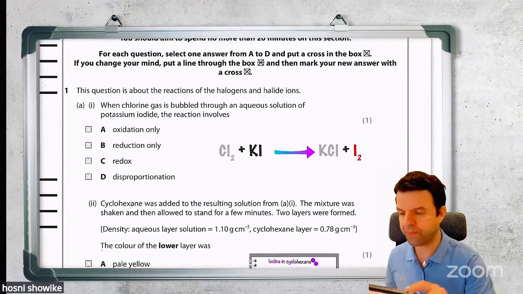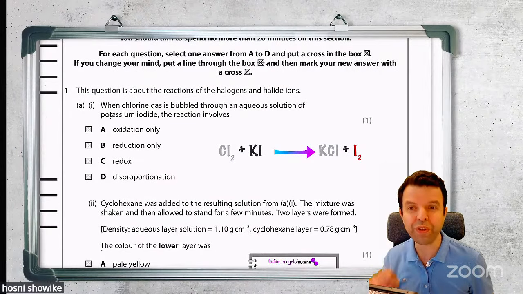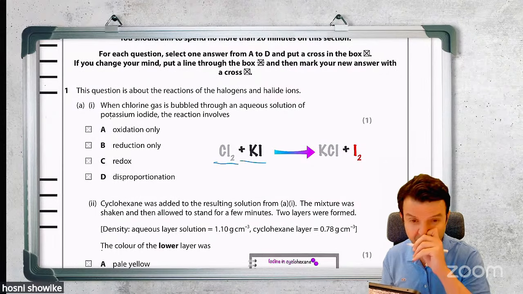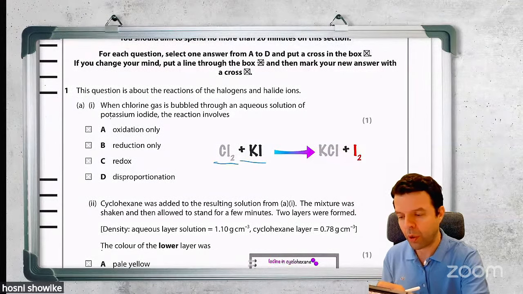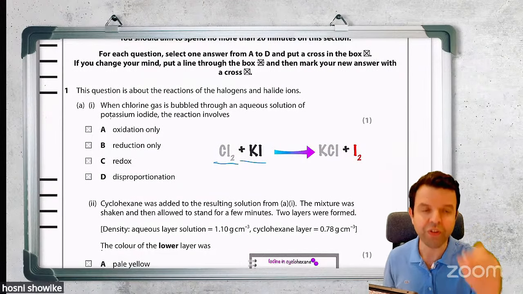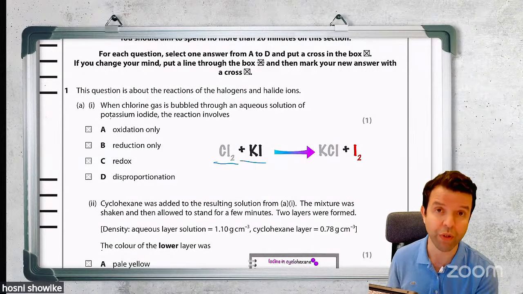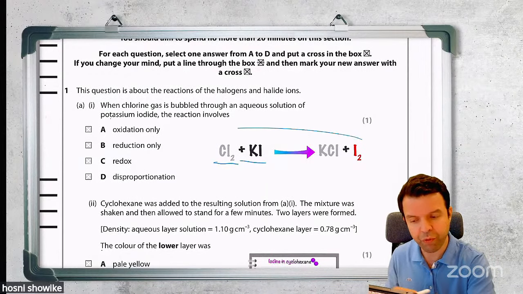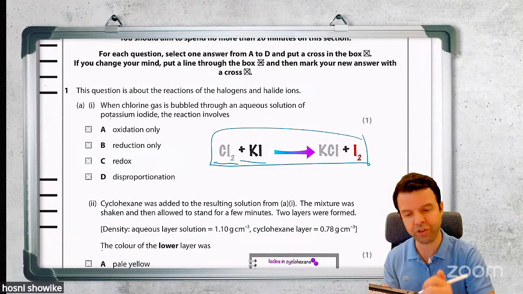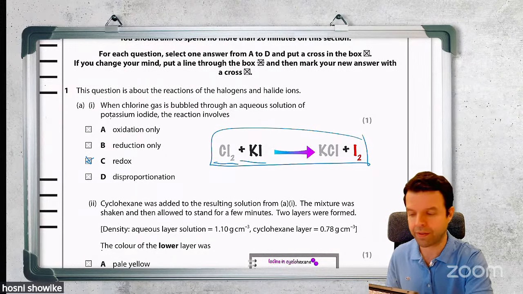So first part, it says, when chlorine gas is bubbled into aqueous potassium iodide, like this equation here, what kind of reaction is this? Now, you just have to keep something in mind: oxidation and reduction must occur at the same time. So there's no oxidation without reduction, especially if you have a full equation. I understand if you have a half equation, it might be oxidation or reduction, but that's a full equation. It must be redox.